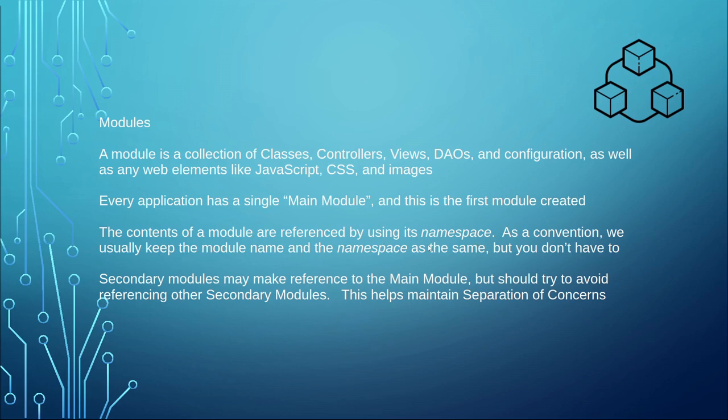Normally we name, just as a convention, you don't have to do that, but the namespace is the same as the module name, but the module name is capitalized. And secondary modules may make references to the main module, that's fine, but one secondary module should not be going over into another module's structure and referencing things in there. Basically, it breaks down the idea of separation of concerns and segregation of your code. So don't create dependencies like that.